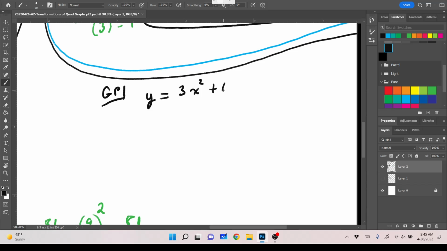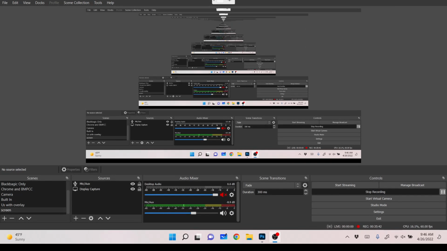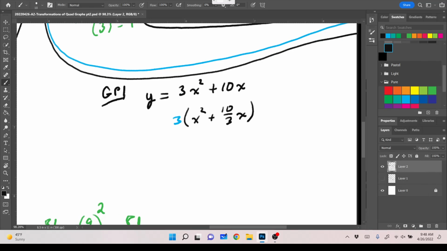Squared plus 10x. Ready, go. There's the beginning. Any questions on that step?